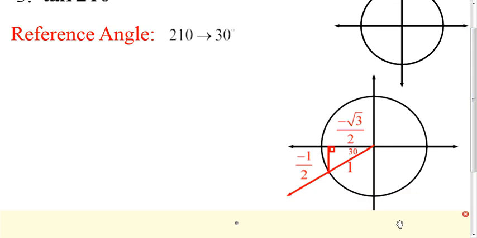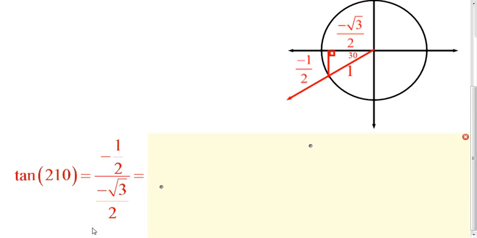Now we're going to think about the definition of tangent. Tangent is defined as the opposite over the adjacent. Here's our opposite, here's our adjacent. So we're going to have a negative divided by a negative, which would be a positive. And then we have to take our 1/2 divided by the square root of 3 over 2. But we don't typically divide by fractions. Instead, we multiply by the reciprocal. And again, let's think about how we multiply fractions. We multiply across. So again, we said we're going to have a positive 2 over 2 square roots of 3.